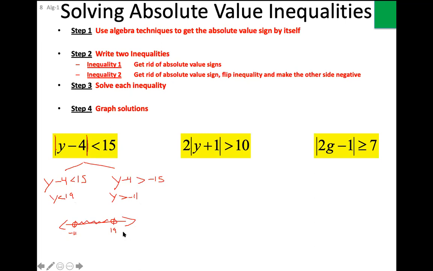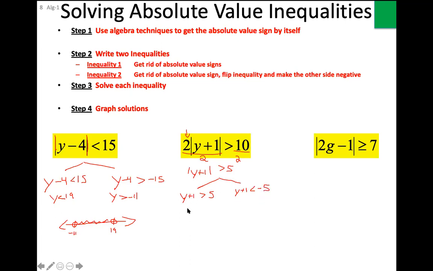Easy peasy. Second one, we got a little bit of work. We need to get rid of that 2. So divide both sides by 2. We're dividing by a positive number, so I don't need to flip the inequality. So we got absolute value of y plus 1 is greater than 5. 2 inequalities. Y plus 1 is greater than 5. And y plus 1 is less than negative 5.